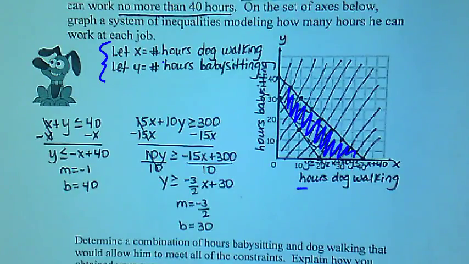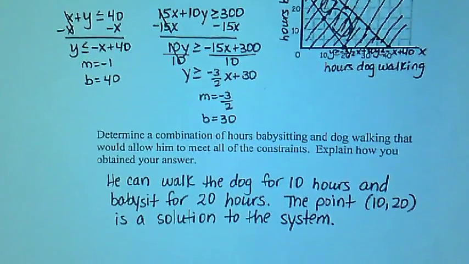I haven't said this yet, but labeling your axes, that's smart as well. And then again, don't forget to answer that last question. They're always going to ask you for a solution. What was the solution? Remember, that is going to be where those cross hatches are, or where I just drew the S. So he can walk the dog for 10 hours and babysit for 20 hours. That's well below the 40 hours that we can work, but we are making more than or equal to $300.